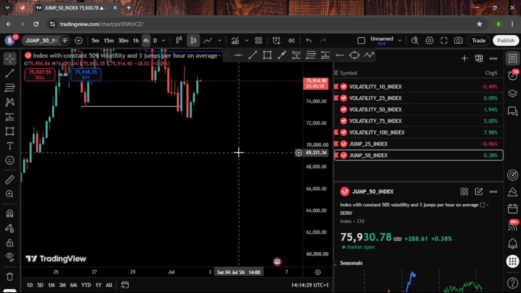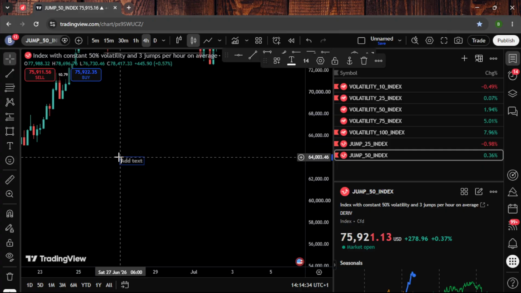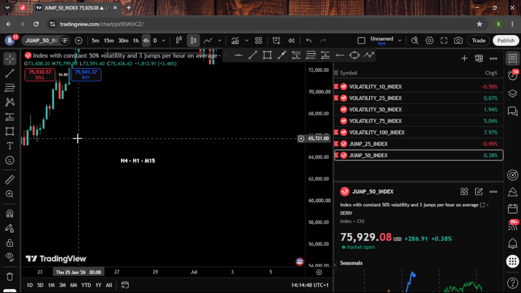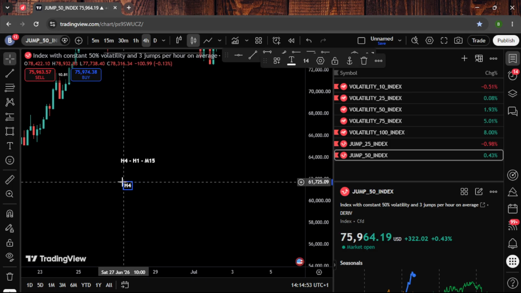What we are doing is H4, H1, and M15. These are the time frames we use. H4 is for direction and also point of interest.